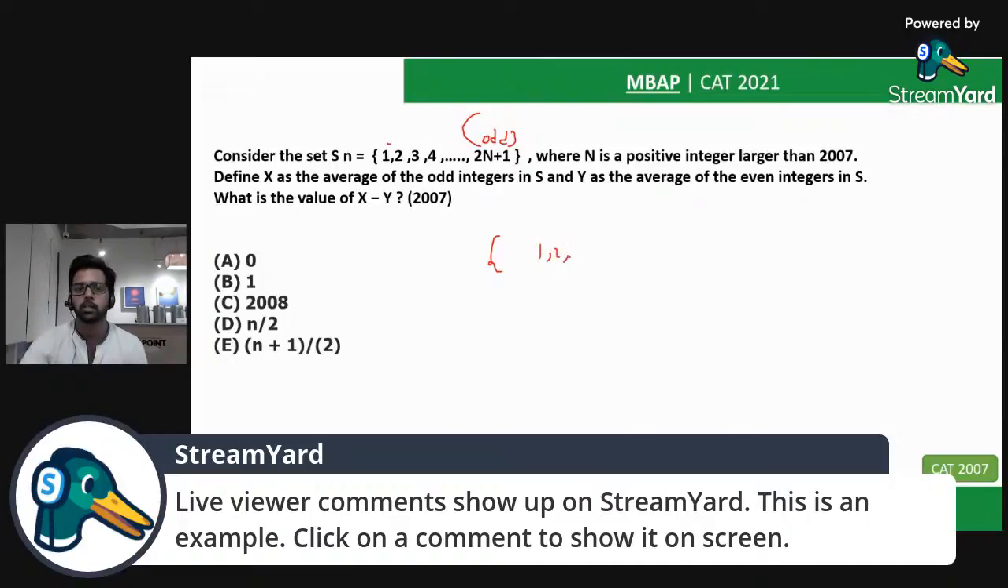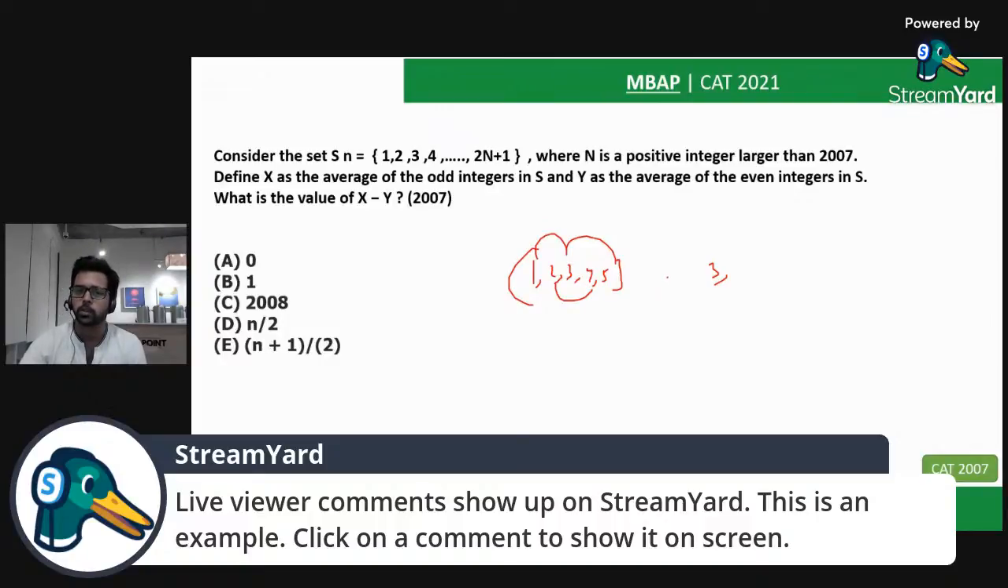Clear? So let's consider easy numbers 1, 2, and 3. The average of odd numbers 1 and 3 will be 2. This is one of those questions which is quite easy, provided you were there in yesterday's session. 1, 3, and 5 will give you the average of 3. 2 and 4 will.